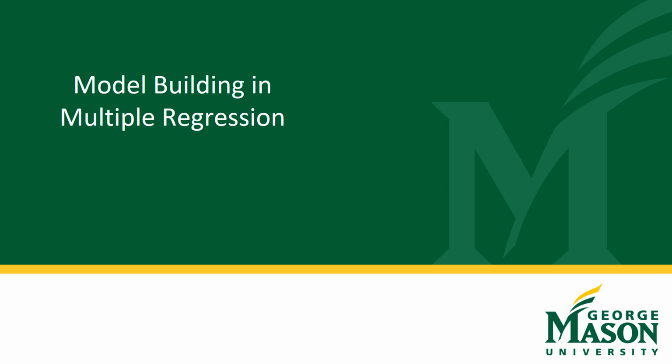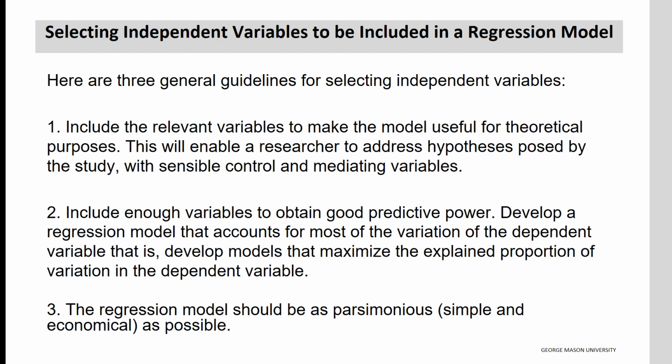Model building in multiple regression. When we build a regression model, there are many things that we need to consider, and one of them is the selection of the independent variables that need to be included in the model.